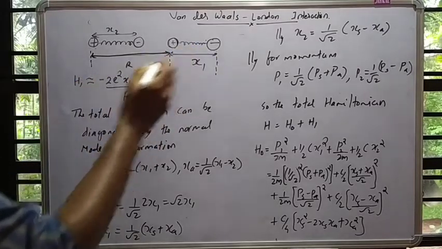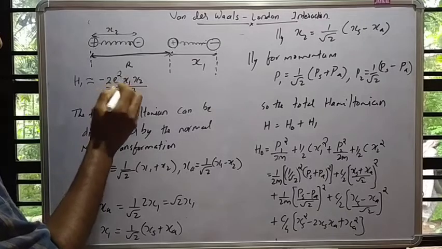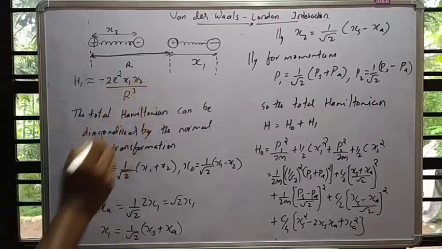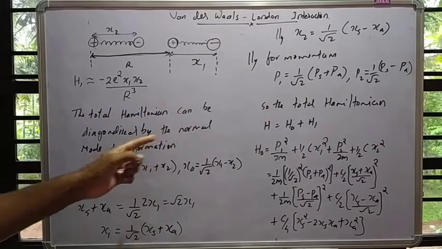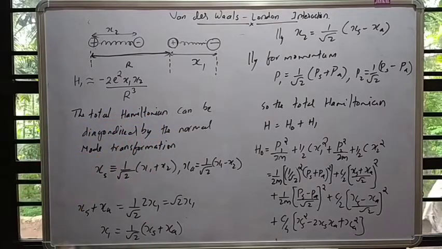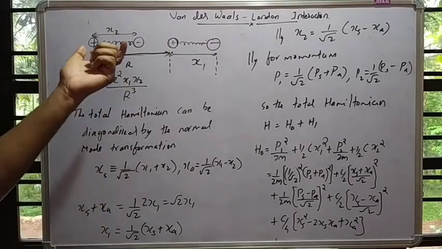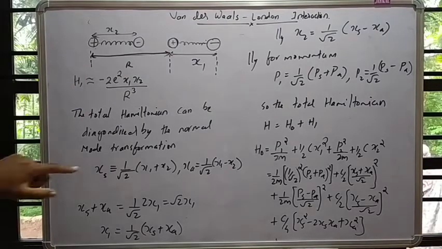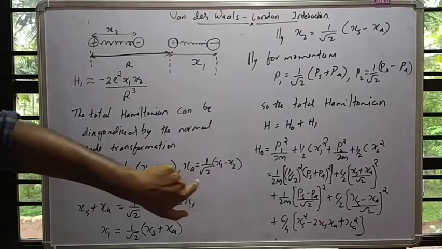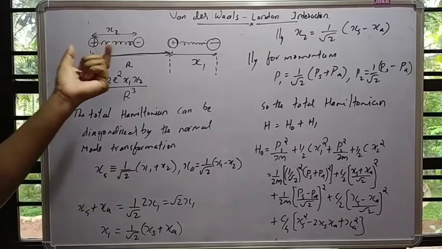So the Coulomb interaction energy H1 is approximately equal to minus 2e square x1 x2 over r cube. The total Hamiltonian can be diagonalized by the normal mode transformation. Normal mode means both oscillators oscillate at the same frequency as well as phase. I'm not explaining the mathematical steps which you have learned in classical mechanics. Here I'm just explaining the physical thing.